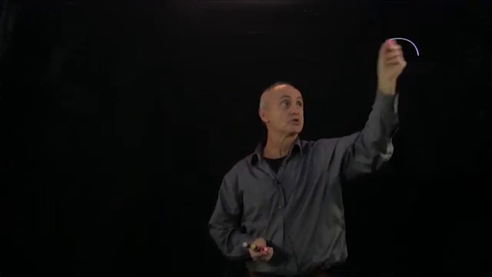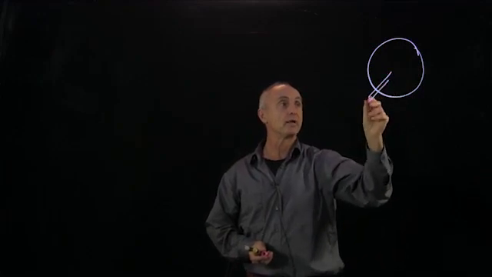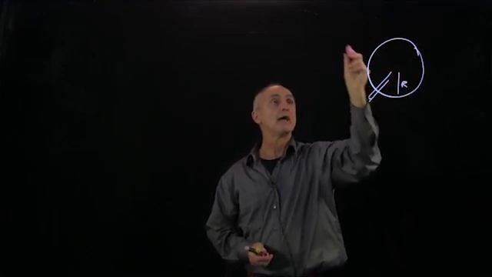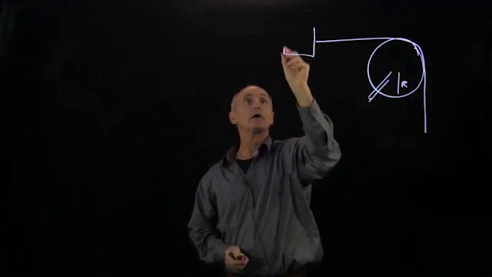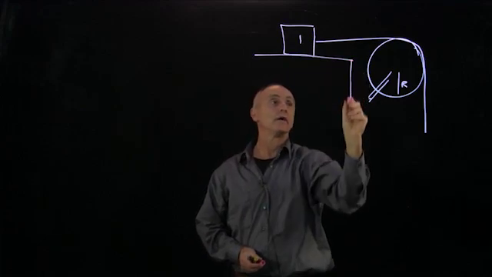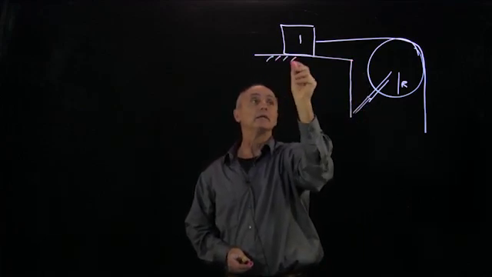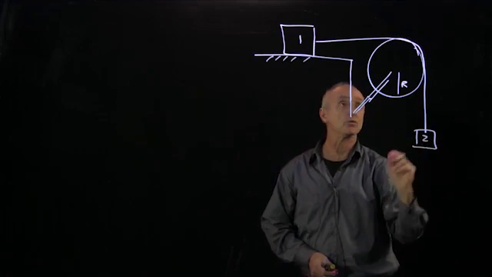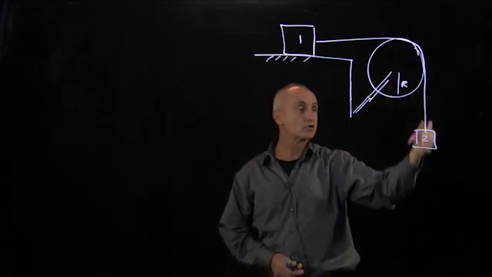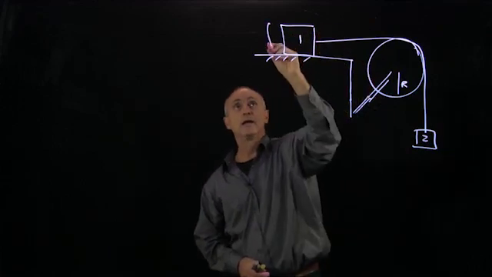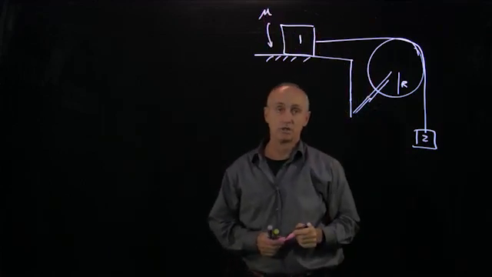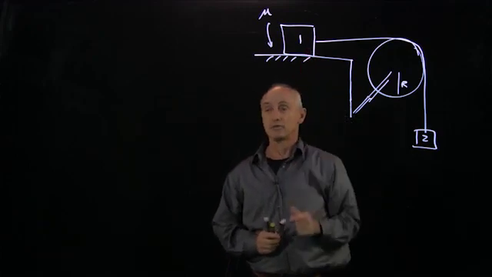I would now like to analyze the motion of a system of particles that has both translational and rotational motion. So I'm going to consider a pulley with radius r, and there is a string wrapped around the pulley, and a block, object 1, that's on a plane, and another block, object 2. As object 2 falls down, the pulley rotates, and object 1 moves to the right. And there's a coefficient of friction between block 1 and the surface.